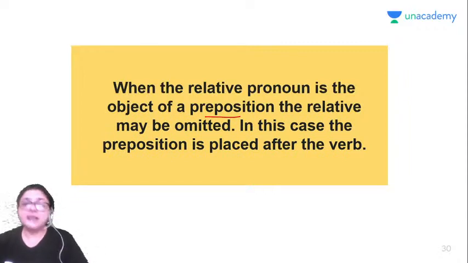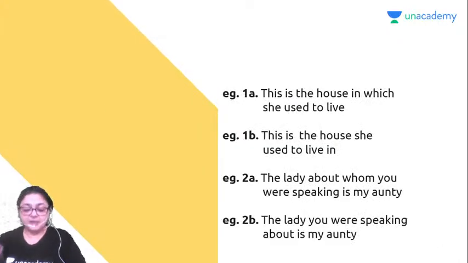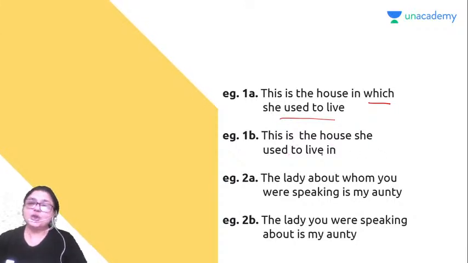In this case, the preposition is placed after the verb. So, where can I place my preposition? After the verb. Now, let us look for that in the sentences. This is the house in which she used to live. Here I am adding "which she used to live." Now, this is the house she used to live in.